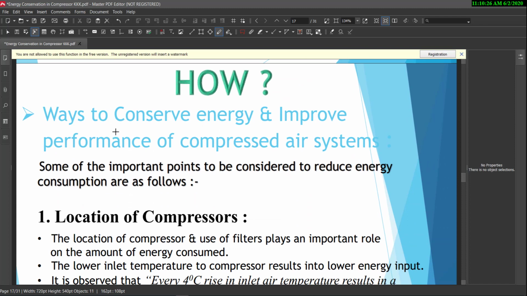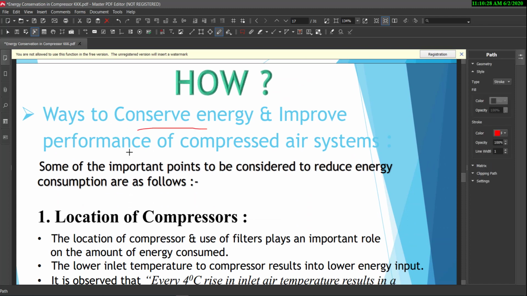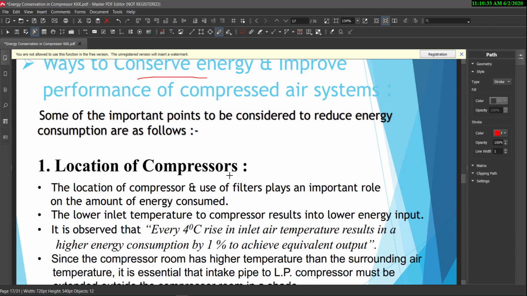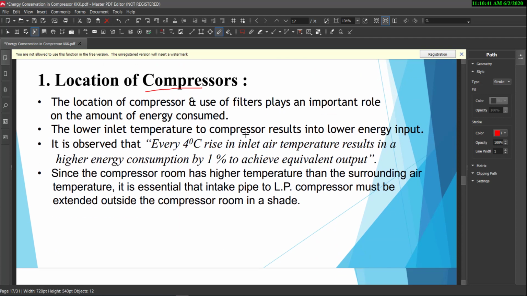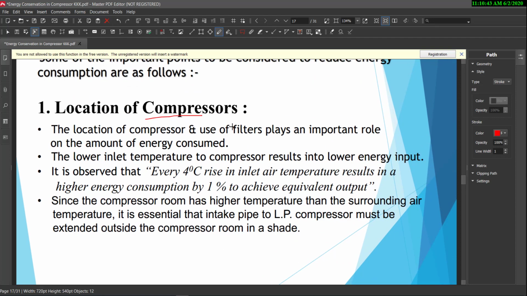And now the ways to conserve energy and improve performance of a compressed air system. There are some important points to be considered when reducing the energy consumption. They are the location of compressor, that is the place where we have to locate a compressor, and the use of filters, which plays an important role on the amount of energy consumed. And it is observed that every 4 degrees Celsius rise in inlet air temperature results in a higher energy consumption by 1% to achieve the equivalent output.